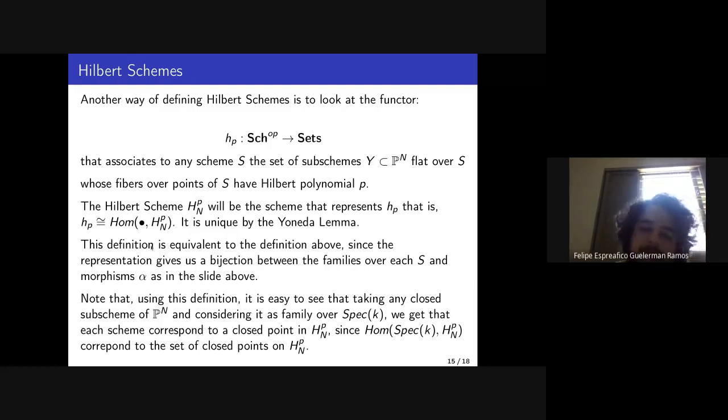And of course, this definition is equivalent to the definition in the next slide, because for each S, we get a morphism from S to HPN. So for each family here, we get a morphism. That's what we saw before.